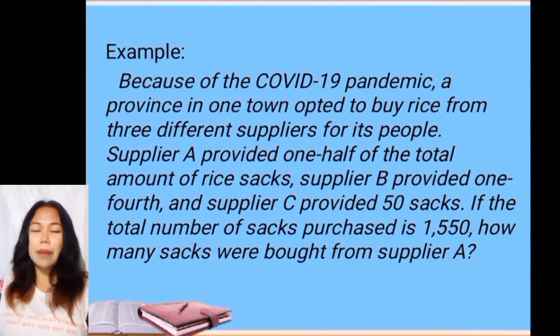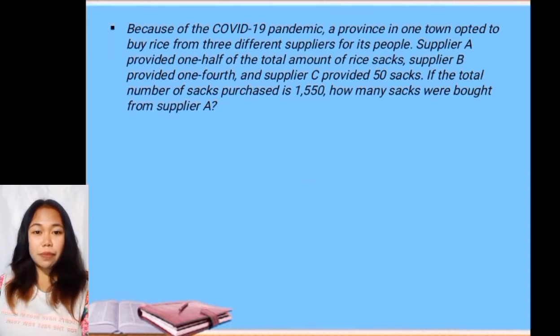Here's our example. Because of the COVID-19 pandemic, a province in one town opted to buy rice from 3 different suppliers for its people. Supplier A provided 1/2 of the total amount of sacks, Supplier B provided 1/4, and Supplier C provided 50 sacks. If the total number of sacks purchased is 1,550, how many sacks were bought from Supplier A? We're going to provide the steps to solve this problem.